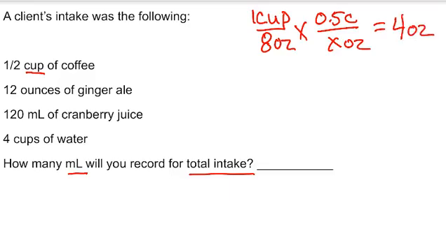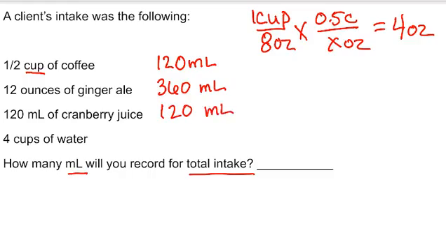And I know from my previous calculation that 1 ounce is 30 milliliters. So if I multiply 4 by 30, I get 120 milliliters for this coffee. And then again, for my 12 ounces of ginger ale, I'm going to take 12 and multiply that by 30, and I'll get 360 milliliters for that one. Cranberry juice is already in milliliters, so I don't need to convert that. And then I have 4 cups of water.